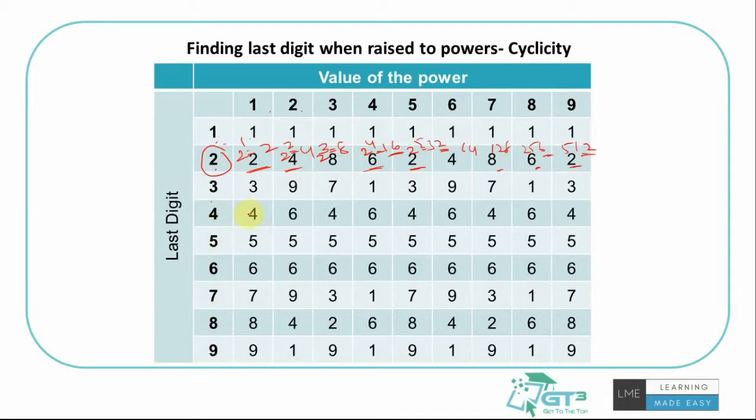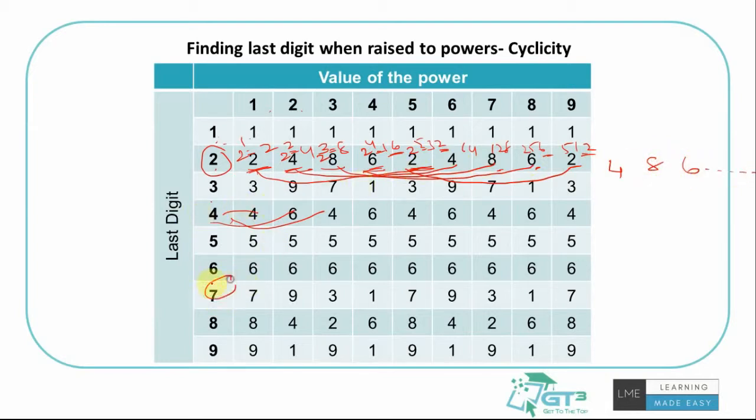So this is basically 4 power 1, 4 power 2, 4 power 3, and the last digits. Let's focus on the 2 again. See, for 2 power 1 the units digit is 2. Then I'm getting 4, then 8, then 6, and then again I'm seeing 2. And then again I'm seeing 4, then again 8, again 6, and again 2. So 2 power 10 would be 4, 2 power 11 would be 8, and so on. It keeps going on. It repeats for every digit.